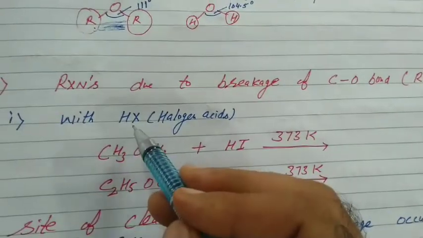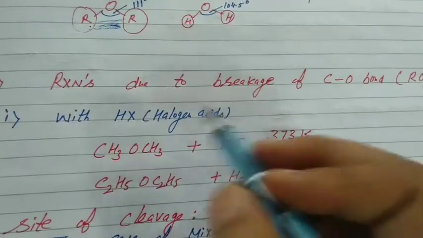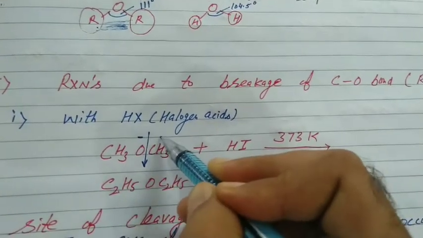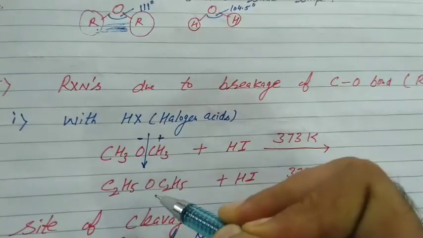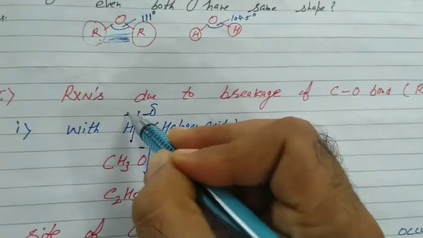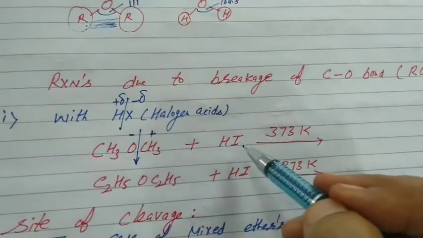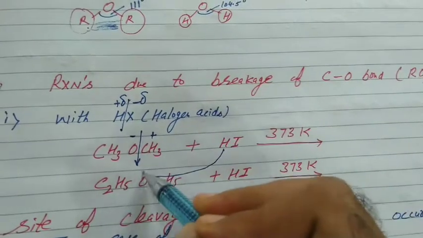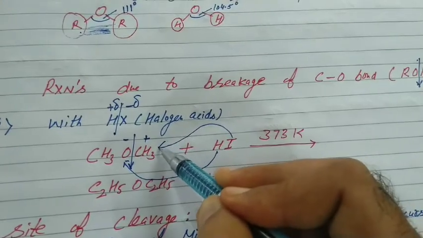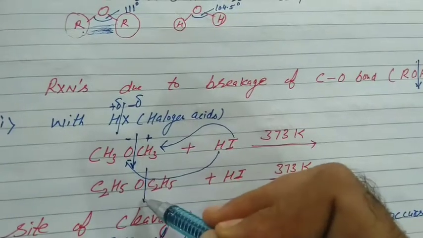First, with halogen acid. When we treat ether with halogen acid, that is HI, what will happen? Breakage of the carbon-oxygen bond. It is clear, oxygen is electronegative, R will get a plus charge. In halogen acid HX, students, it is clear, halogen is electronegative and vice versa, hydrogen is positive. Upon treating with HX, what will happen, students? H will approach oxygen and X will approach the alkyl group.